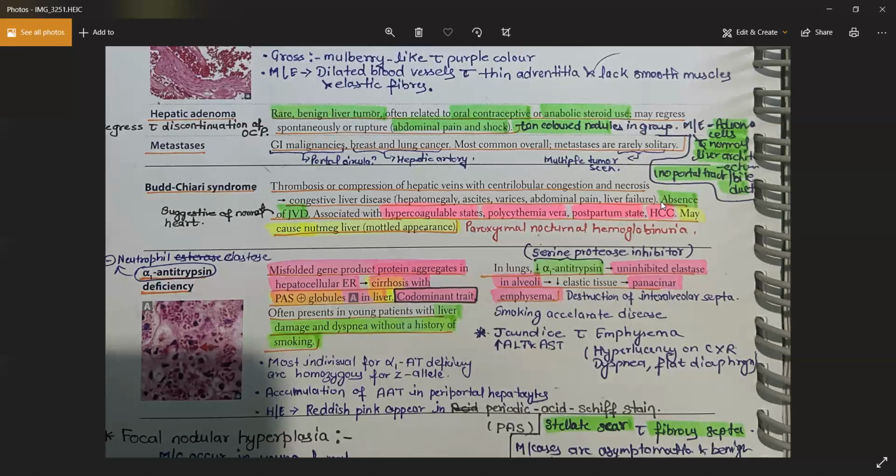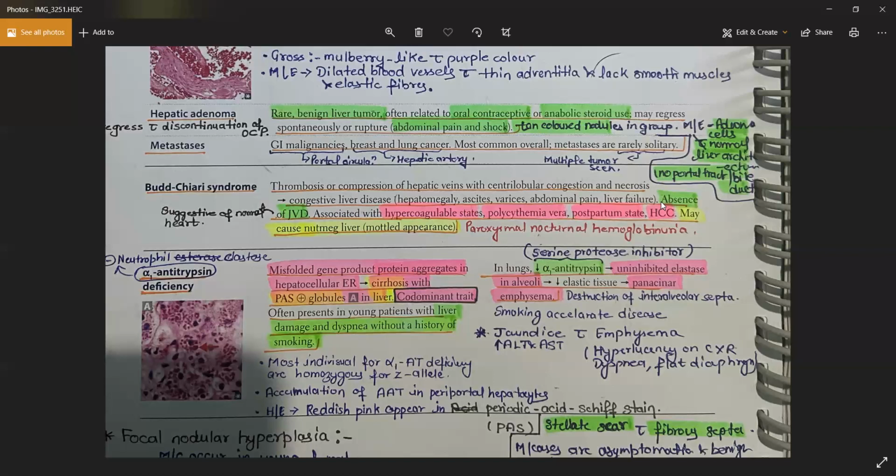And because of this Budd-Chiari syndrome, that would be everything, right? You can also have liver failure, because the normal architecture of the liver is being destroyed because of the ischemia and necrosis, right? So hepatomegaly, ascites, varices, abdominal pain, and liver dysfunction would be there in case of Budd-Chiari syndrome. And please remember, it would be a central lobular congestion and necrosis. Okay, the periphery parts are absolutely normal. In the central, you will see the complete pink structure, which means the necrosis.